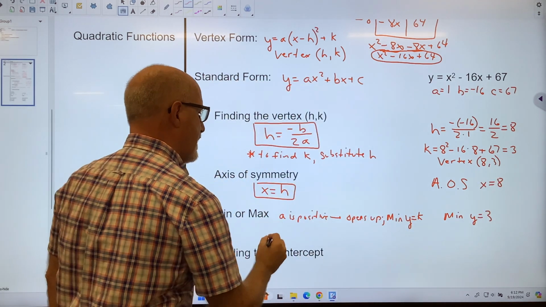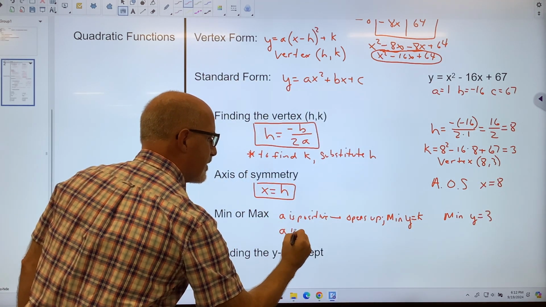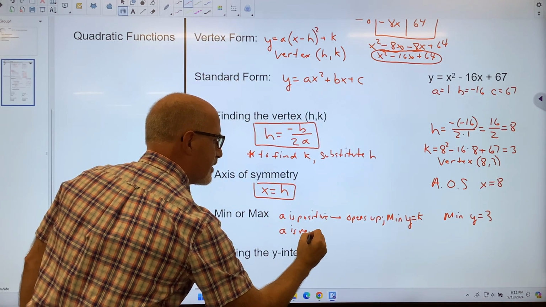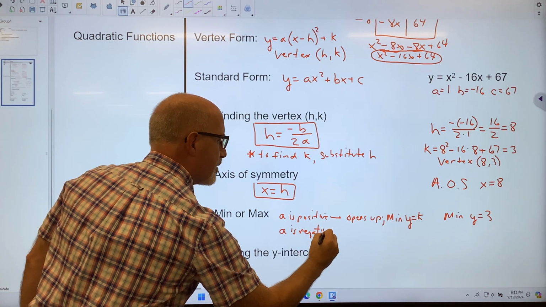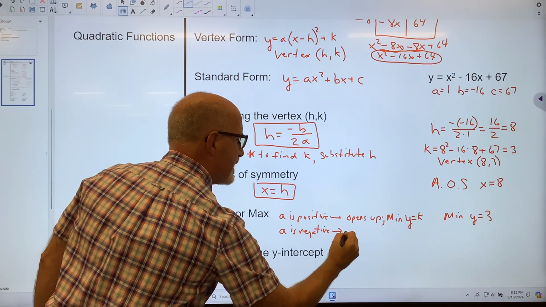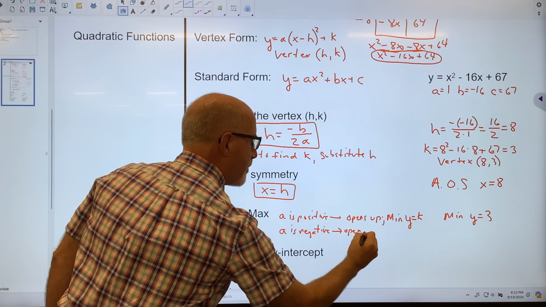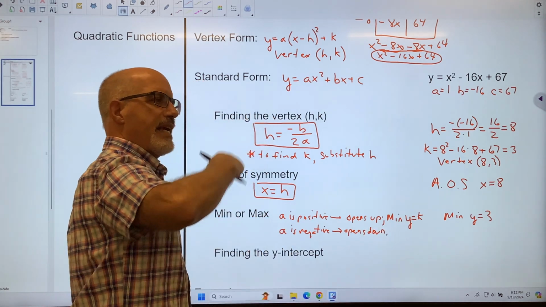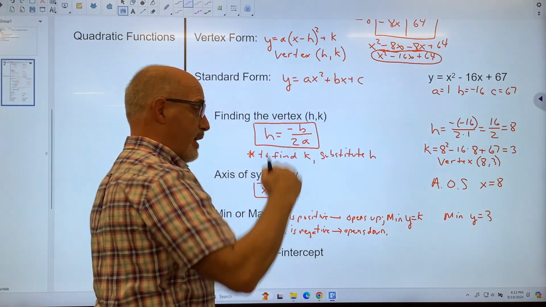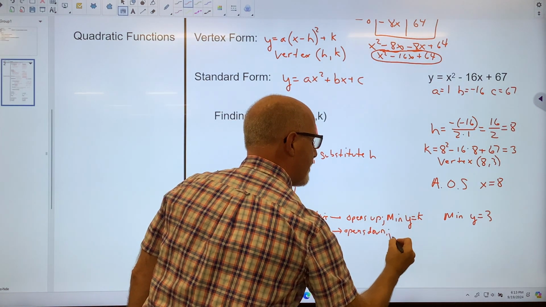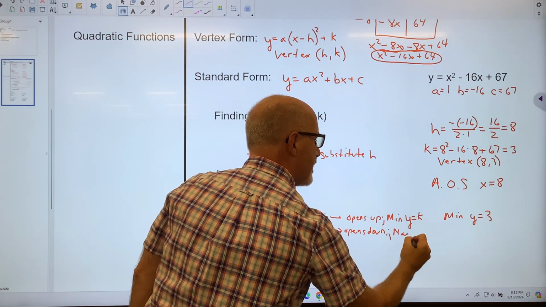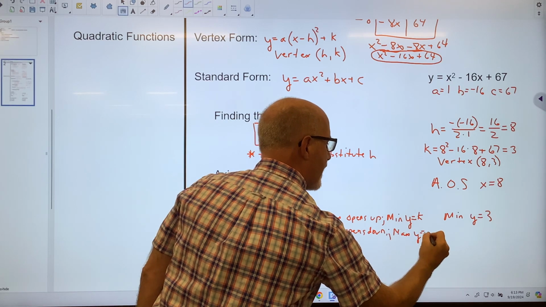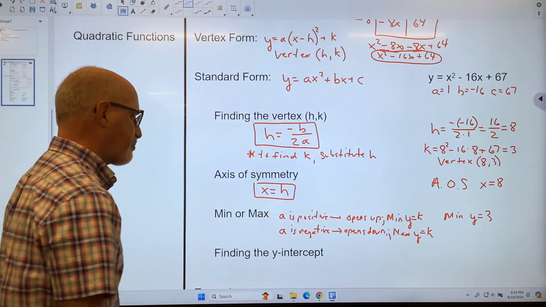If a is negative, remember that means it's going to open down. If it opens down, there's a maximum point. It's up at the top. So we'd have a max at y equals k for that.